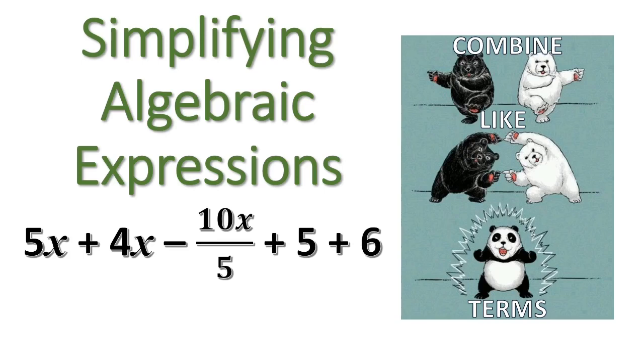Okay, in this video, we're going to give you a crash course on simplifying algebraic expressions. So what does that mean? Well, here I have a big long algebraic expression, 5x plus 4x minus 10x over 5 plus 6. That's a lot of steps, and I'm not told what x equals, but I can do what's called combining like terms to simplify all of that down to just 7x plus 11.